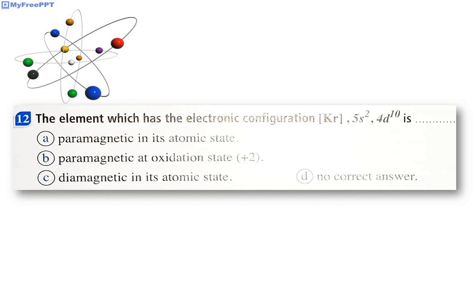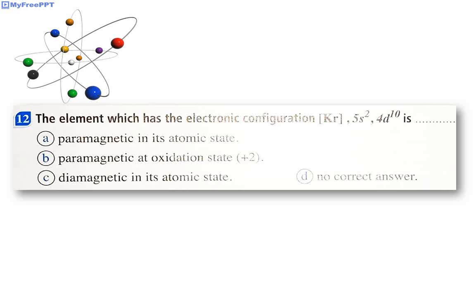Another question, question number 12. The element which has the electronic configuration Kr 5s2 4d10 is. What is the element that has its electronic configuration? It may be paramagnetic in its atomic state, paramagnetic at oxidation state plus 2, or diamagnetic in its atomic state, or no correct answer.